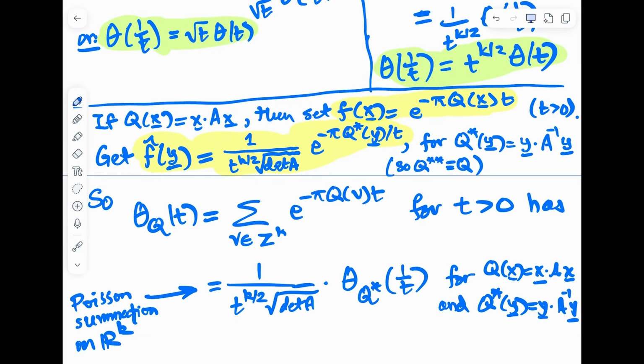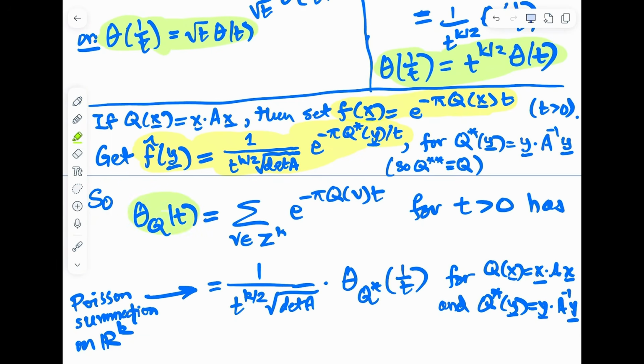So if the quadratic form is just a sum of squares, if Q is a sum of squares, A is the identity matrix, Q star equals Q, and you get back to the thing I have in green up above. So maybe I'll color this one in green also.